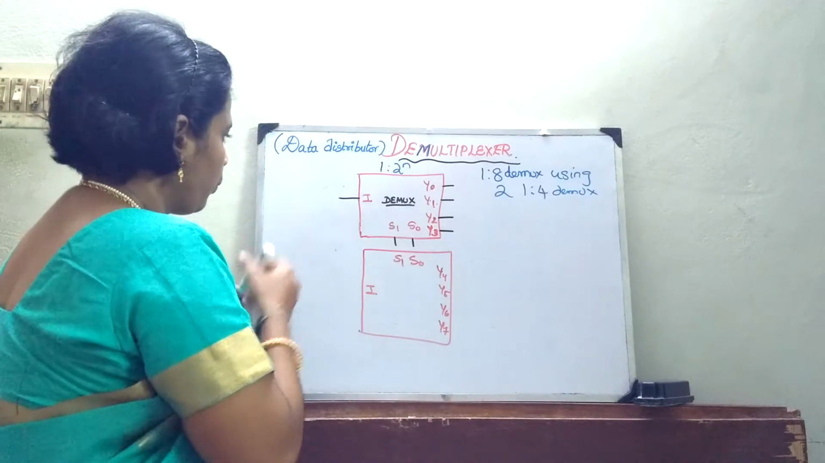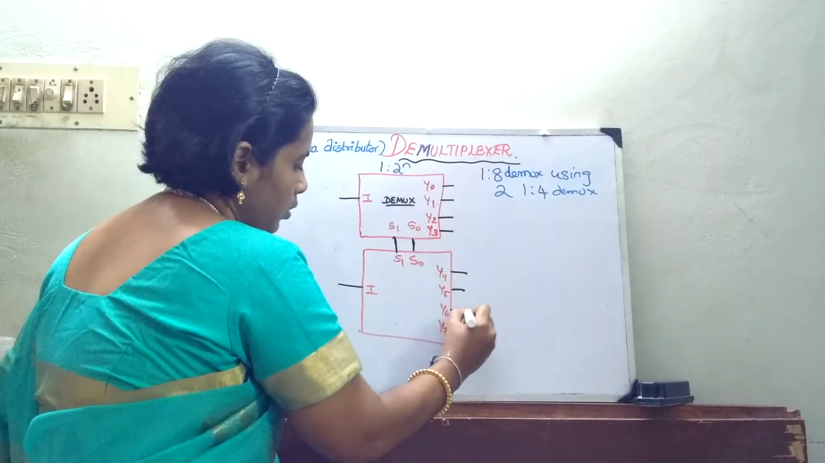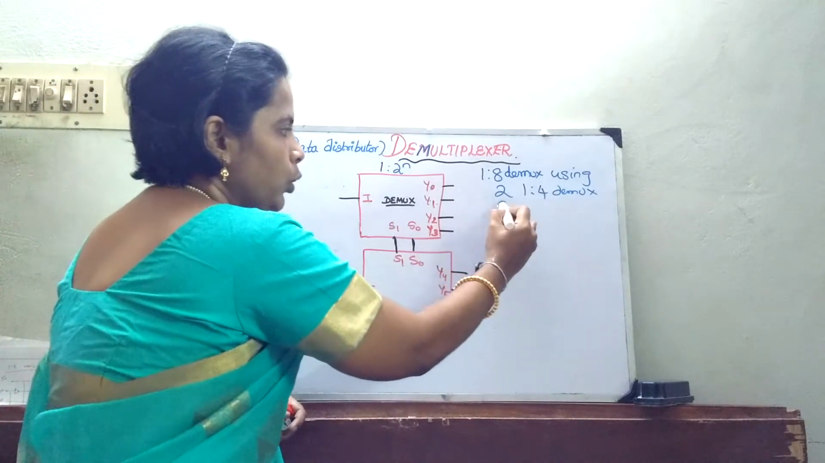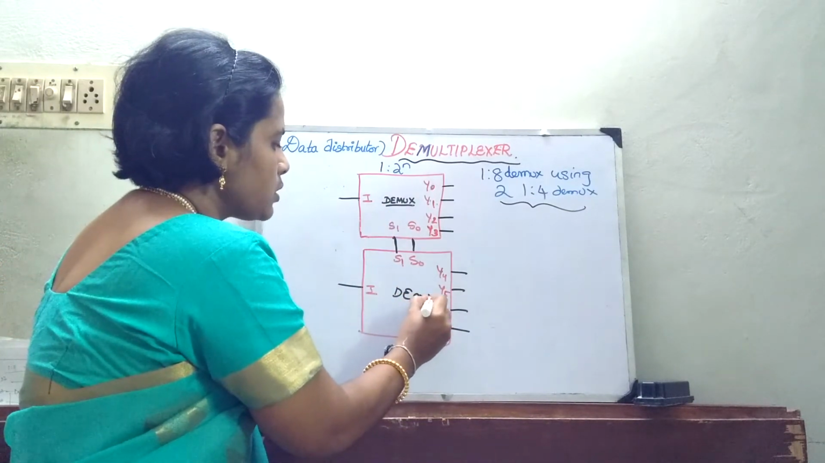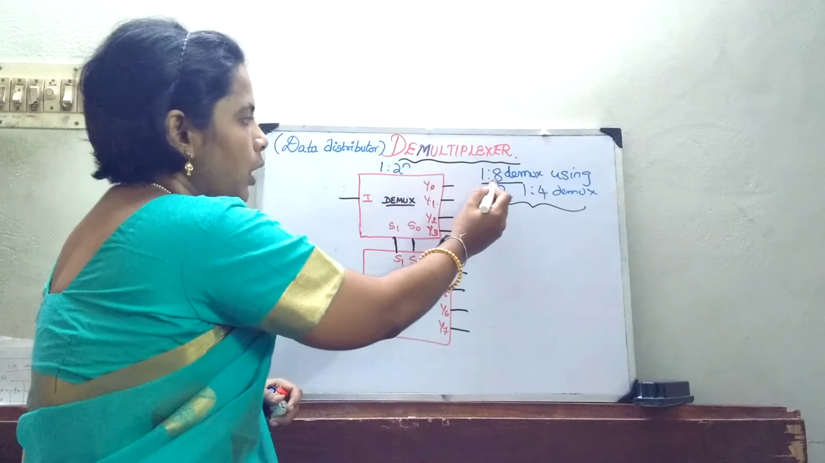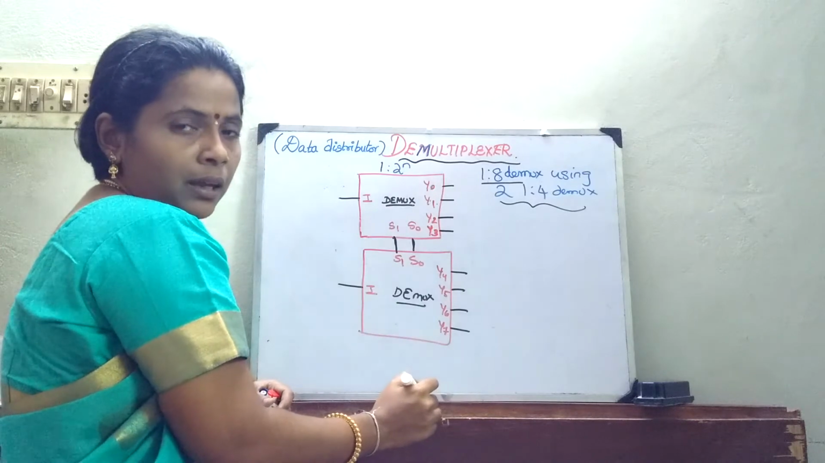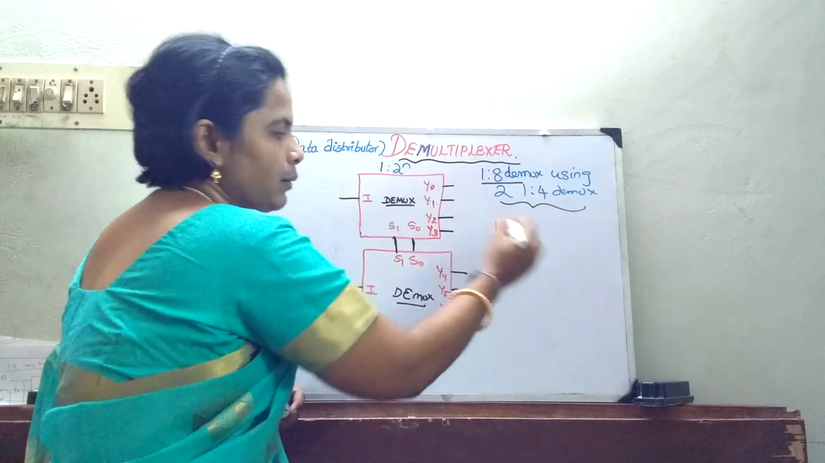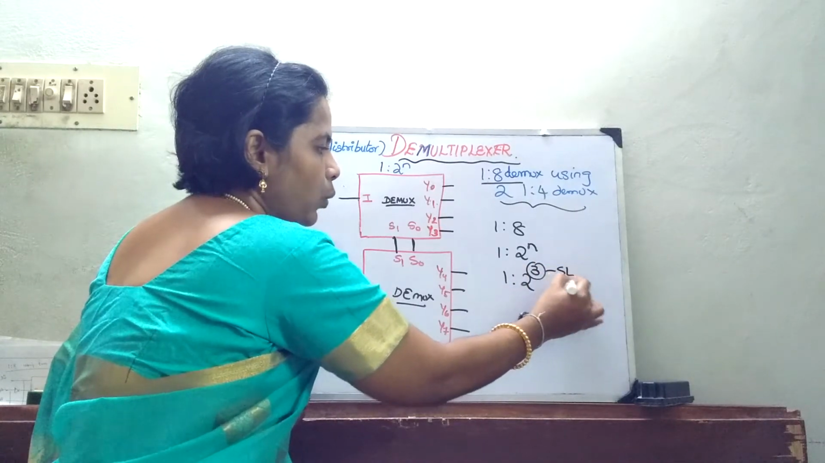Now what is the consideration you should see? I have drawn two 1x4 demux, so this condition is done with. Now this should be implemented to get the 1x8 demux. So here I have a 1 to 8 demux, and your output channels are there. Now what do I have to give? 1 is to 8, so 1 is to 2 power n, 1 is to 2 power 3. That means 3 select lines are required.